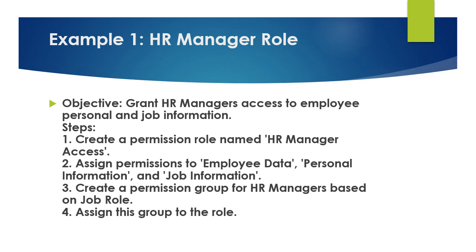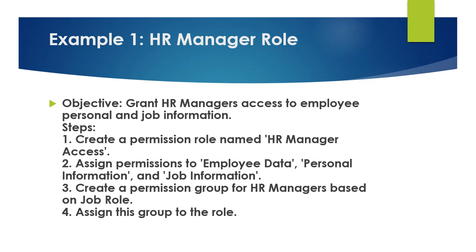So as described in the previous slide, the first thing we'll do is to create a permission role named HR Manager Access. Then we'll assign permissions to employee data, personal information, and job information. So in permission roles, we'll be granting all these permissions. Once the permission role is created, the second thing we'll do is to create a permission group. So in permission group, we'll create a group of HR managers who will have access to these permission roles. Once the group of HR managers is created, we'll assign permission role to permission group. And at the last step, we'll define target users on which these HR managers will be performing the actions.